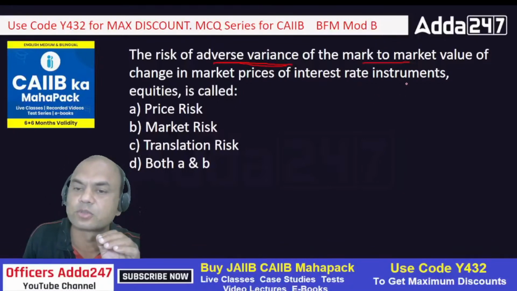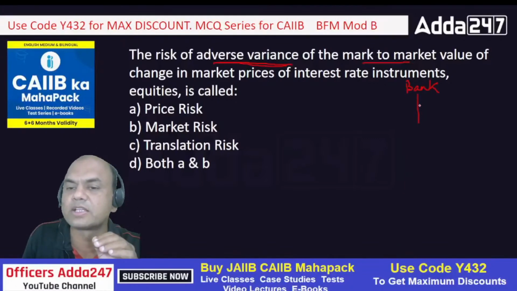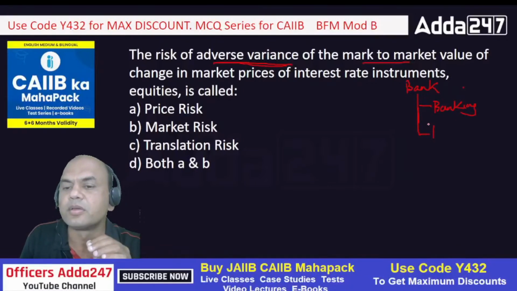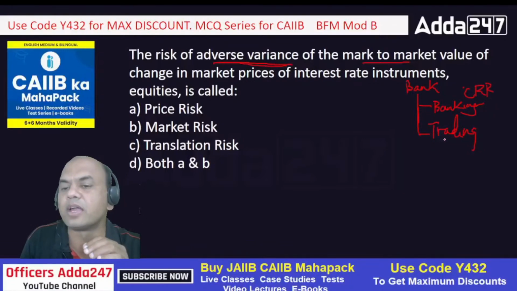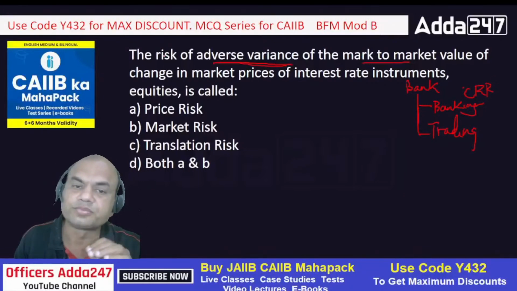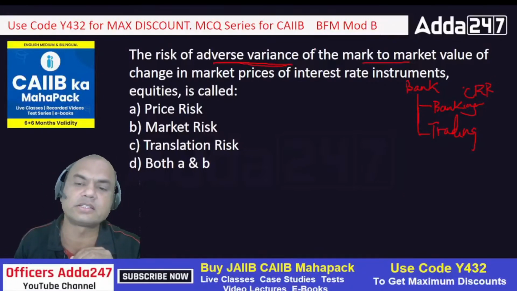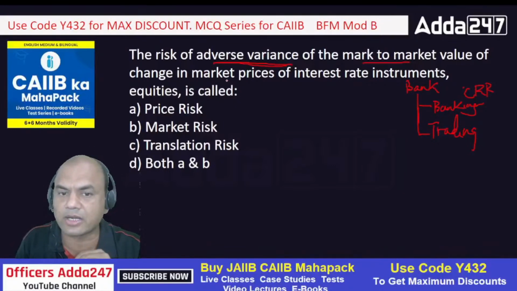Here the bank always has two portfolios. One is the banking book, and the second is the trading book. Banking book is always for the statutory reserves, meaning CRR, SLR, everything. Here the bonds which are purchased are never sold, and in the trading book the bonds which are purchased are sold for profits.